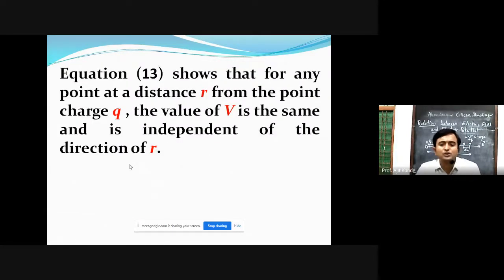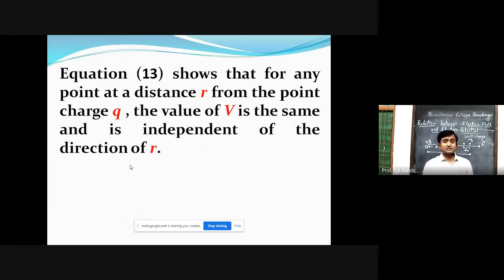Equation 13 shows that for any point at a distance r from the point q, the value of V is the same and is independent of the direction of r. It is independent of the direction and it is uniform, meaning constant at distance r from that charge. Then it will form a circular path because we have a charge. The distance r, if we find the locus of it, there will be a circle. It will remain the same at that distance.